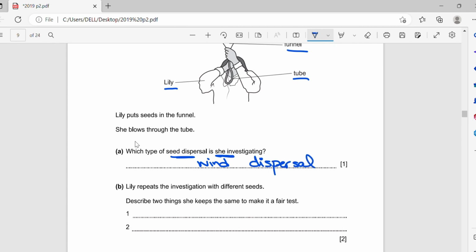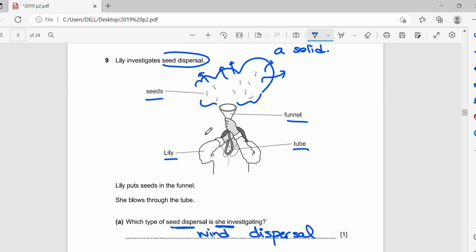B. Lily repeats the investigation with different seeds. يبقى she needs to repeat but use different seeds. طيب. Describe two things she keeps the same to make a fair test. بس I need to make it a fair test. يبقى ايه اللي ممكن نعمله؟ أول حاجة عندي هنا regarding مثلا the funnel. يبقى أستخدم the same size of the funnel. ممكن تقول برضو regarding the tube. We have to use the same length of the tube.